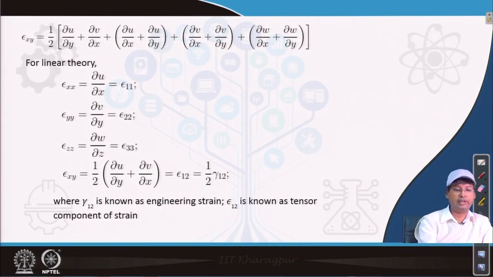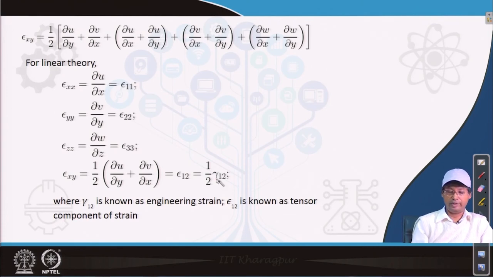to be denoted, like that epsilon x x, considering 1, 2 also you can find out, and as I said, it is not a square, it is sometimes written this way. And in general, epsilon x y is something like half of del u del y plus del v del x, that is what we are familiar with, but these terms are coming here as the nonlinear terms. For linear theory, we generally do not consider those terms, and it becomes epsilon x x equals del u del x, y y is del v del y, z z is del w del z, and x y is equal to half of del u del y plus del v del x, and similarly we can write the other strain components also.